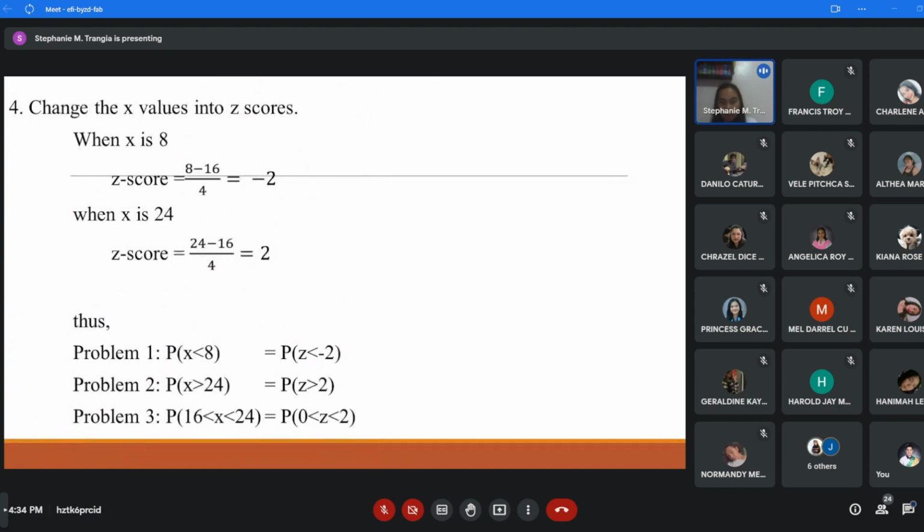So what you do here is to find the value of positive 2. Positive 2 value. So what is the value? 2.0.